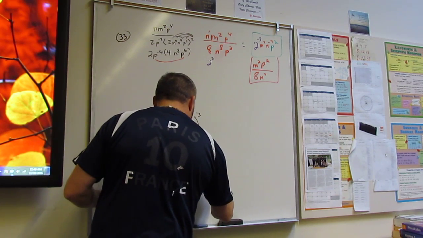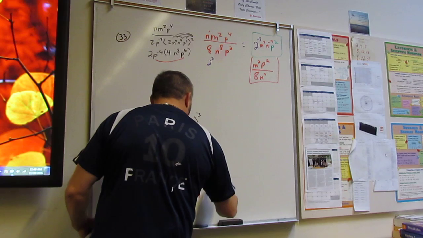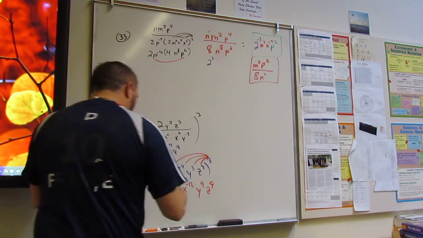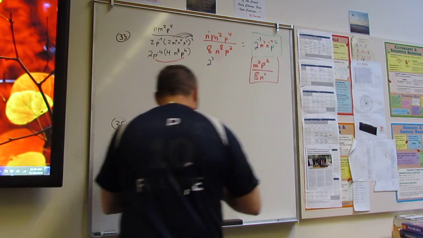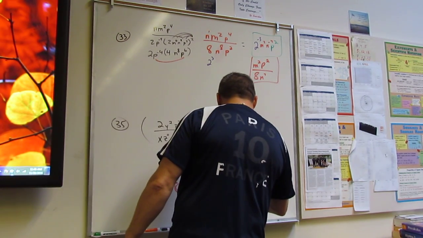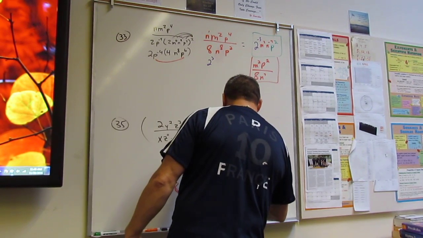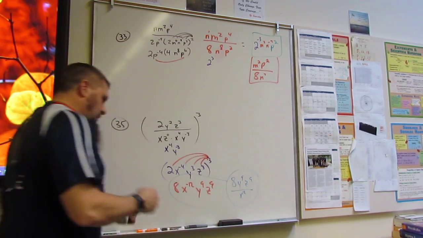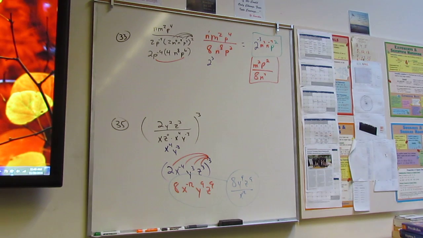y to the 9, and z to the 9. And then I can write that all on one line as 8 y to the 9, z to the 9 over x to the 12. Okay? And those would be your two answers.